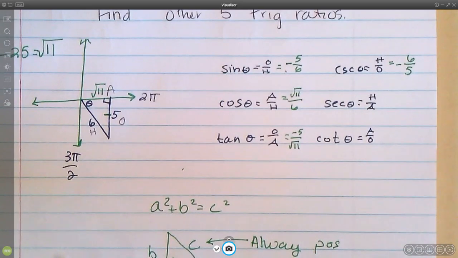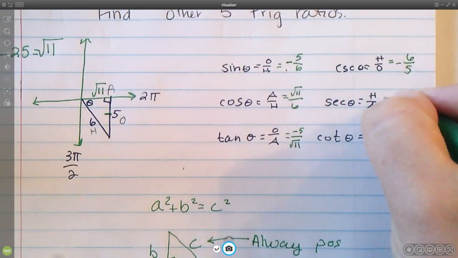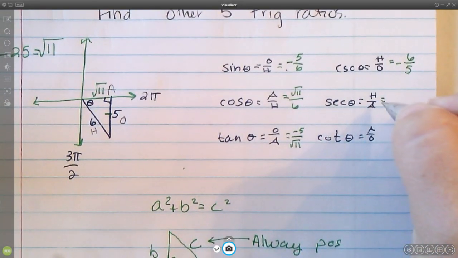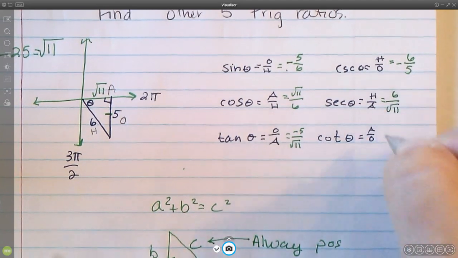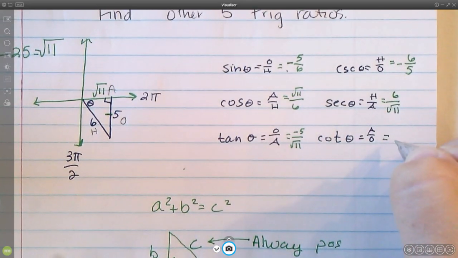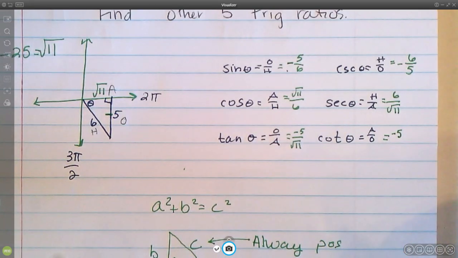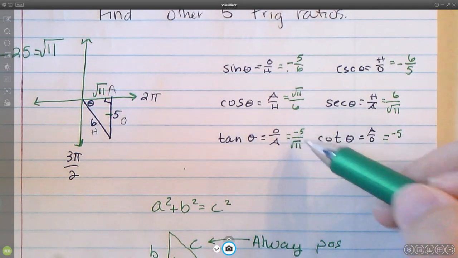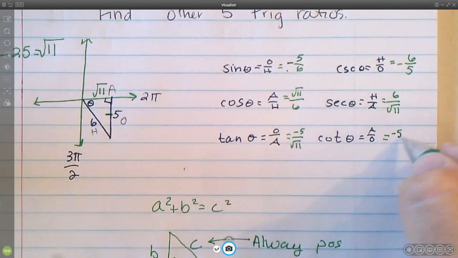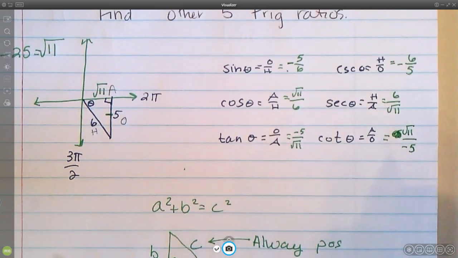And then secant is going to be H over A, which is 6 over square root of 11, and then cotangent, which one did I do wrong? A over O, I said it wrong. Square root of 11 over -5.